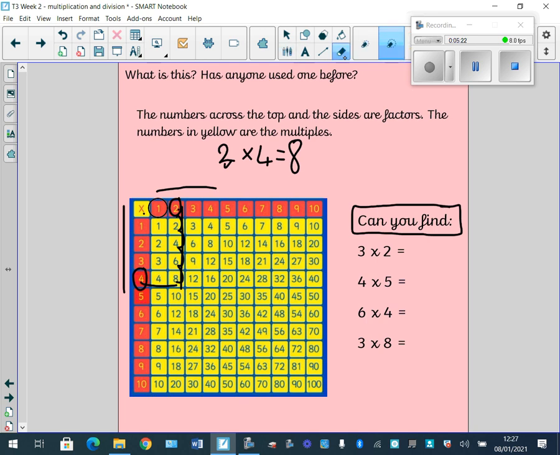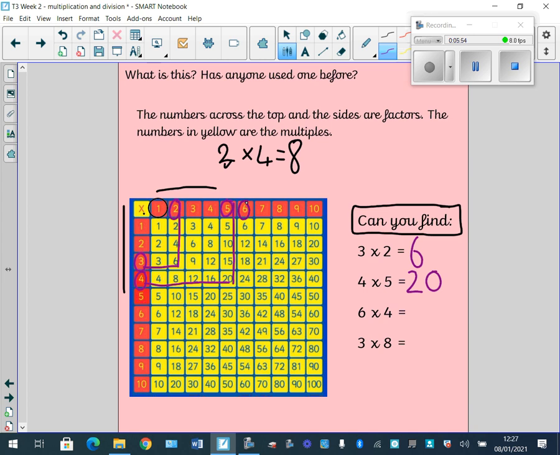Okay, how did you get on? Could you solve these questions? Let's go through some of the answers. Brilliant. So let's have a look at the first one. 3 times 2. Draw a line where we end up is our answer. 3 times 2 is 6. Super. 4 times 5. And go all the way along down here. Draw a line down, and where they join is our answer. 4 times 5 is 20.